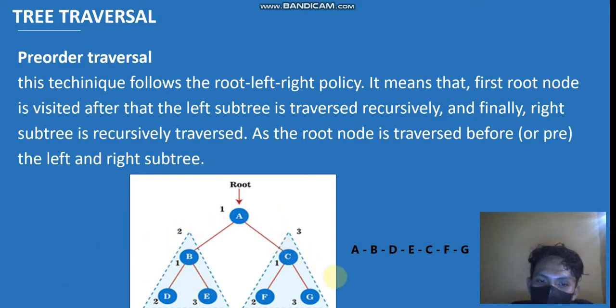So the policy is root, left, and right. The first is the root, which is C, and the left node is F, and the right node is G. So C is a root, then it's going to travel to the left, which is F. After that, there are no more nodes here, so it's going to travel to the right, which is G.